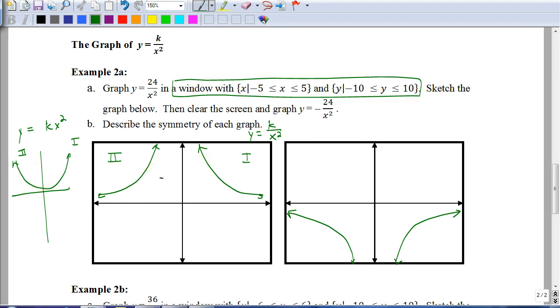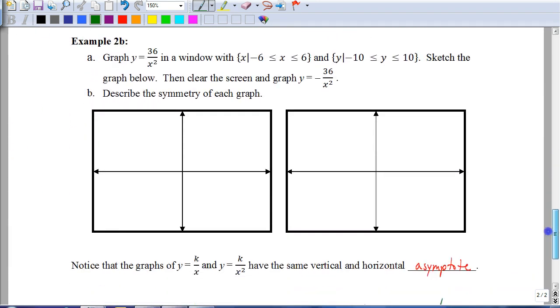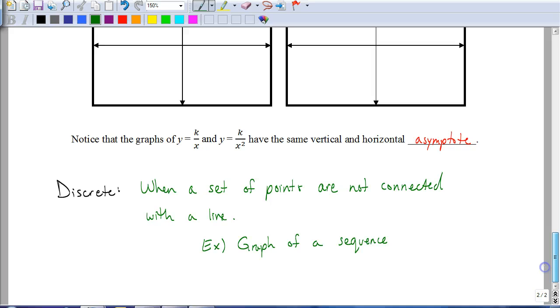Now this graph has a special name. This graph is an inverse square curve. Okay, you want to make sure that you get that written down in your notes. So we have an inverse square curve and a hyperbola that we've talked about today. We're going to skip this. I want to get to the end down here. So again, with y equals k divided by x and y equals k divided by x squared, they both have the same vertical and horizontal asymptotes. That's important to make sure you get in your notes.